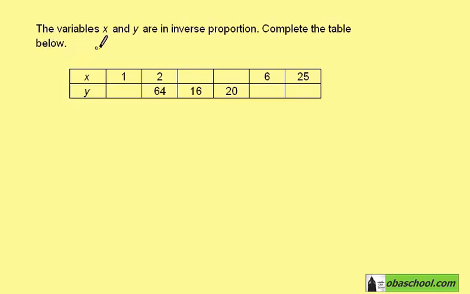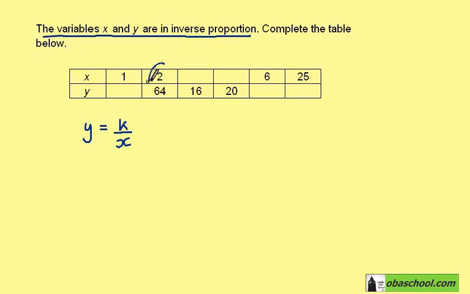The variables x and y are in inverse proportion. We want to use this to complete the table below. If the variables x and y are in inverse proportion, then y is equal to some constant divided by x.